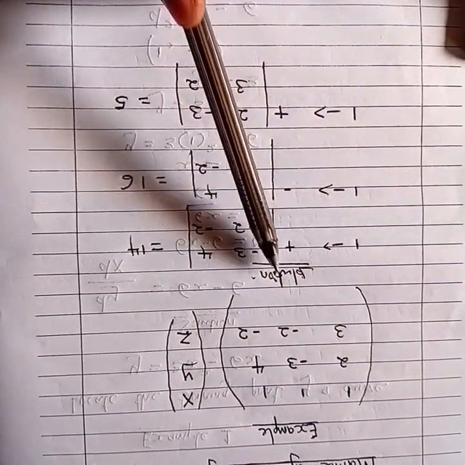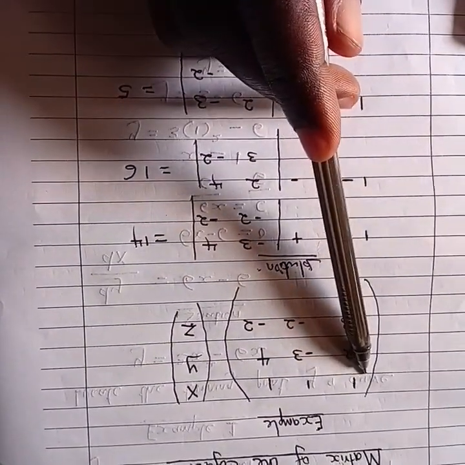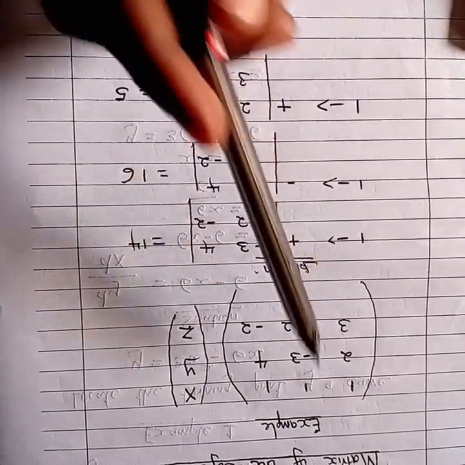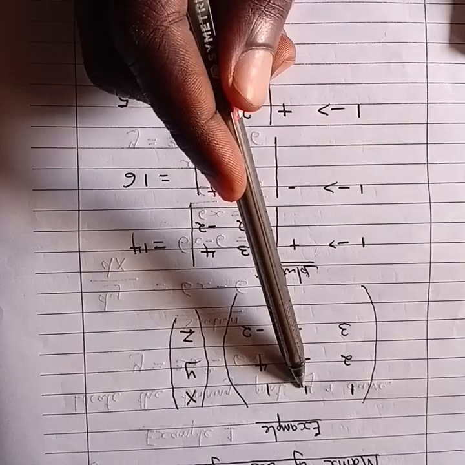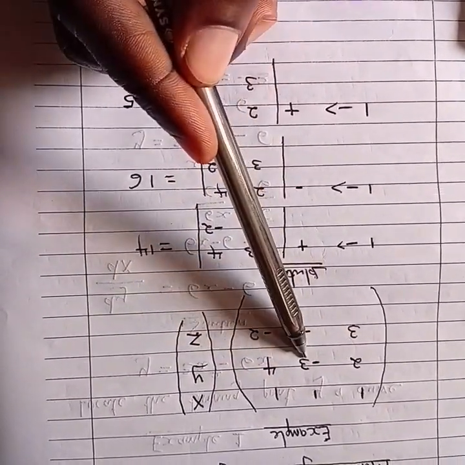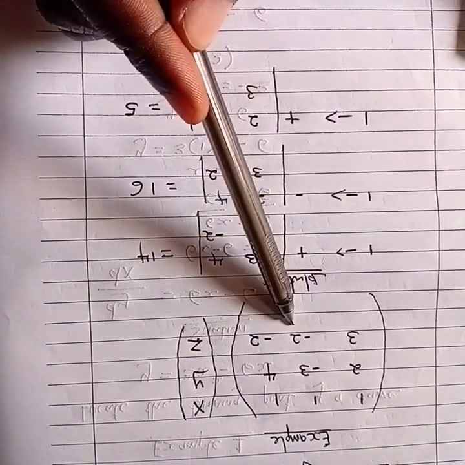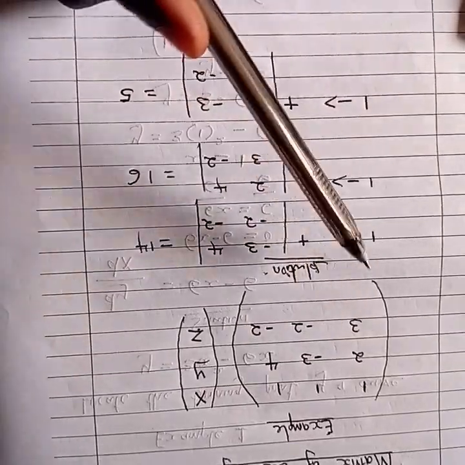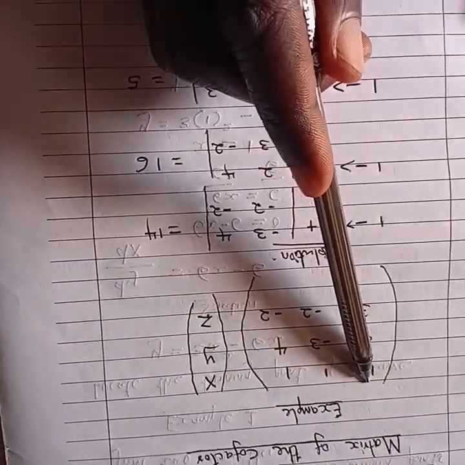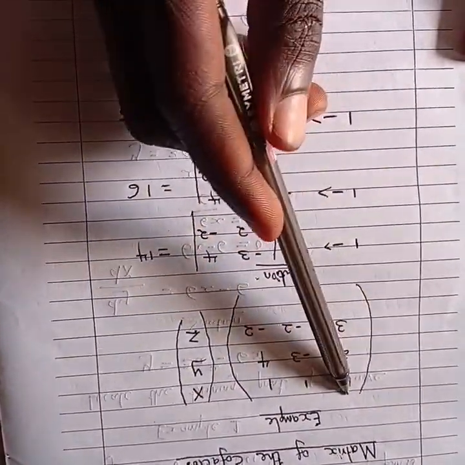Now, solution. The first row is always positive, negative, positive. The second row is negative, positive, negative. The third row is positive, negative, positive. Now, when you've taken 1, you ignore everything in this row and in this column.